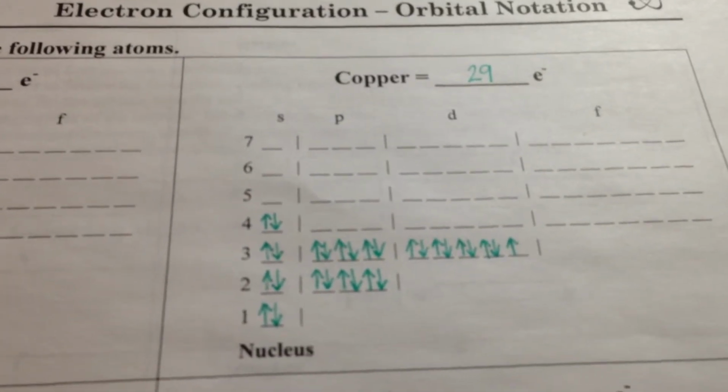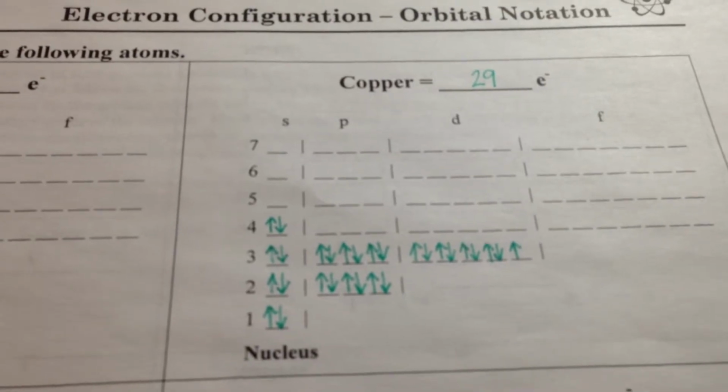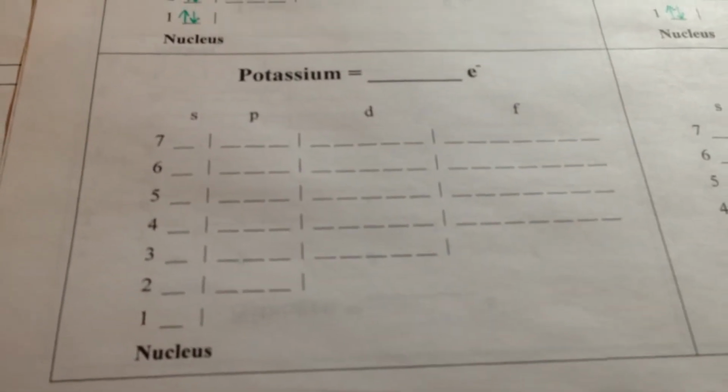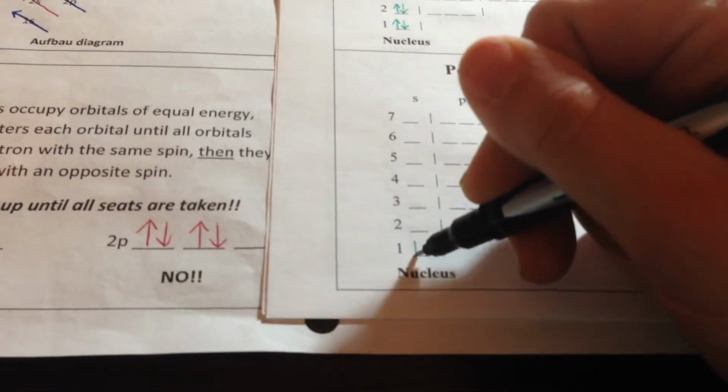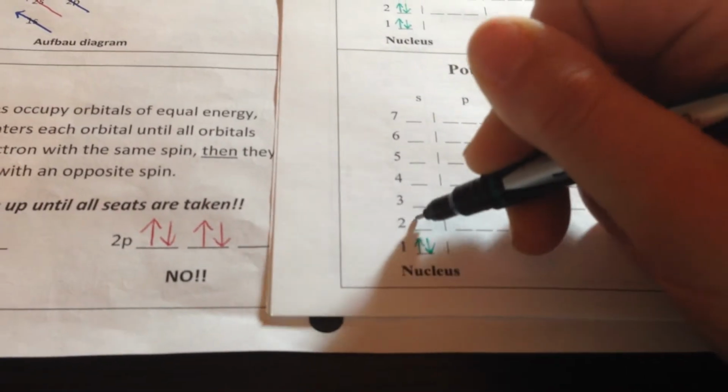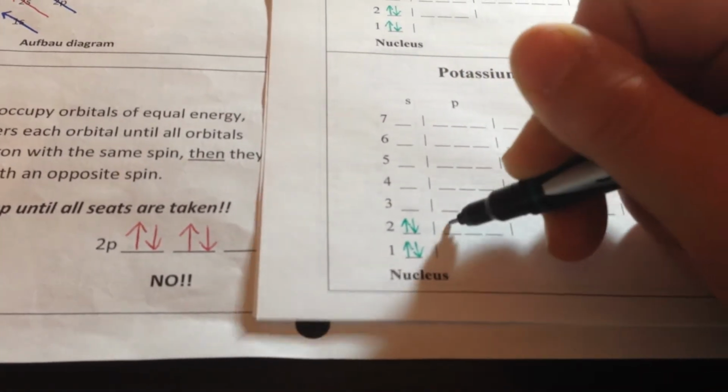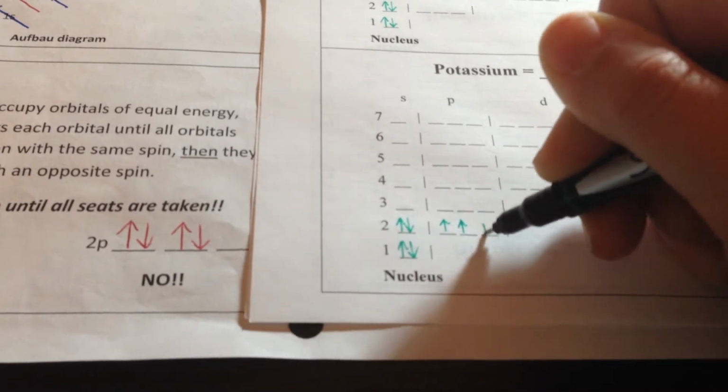I'm going to go through and finish this out. I'm going to try not to bounce back and forth to make this go a little bit faster. So potassium on our periodic table is number 19. So we have 19 electrons to put in here. According to Aufbau, I start here at the 1s, then I move on to the 2s, then I move on to the 2p.